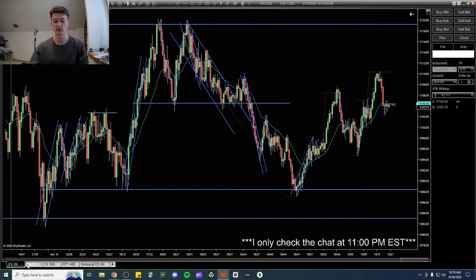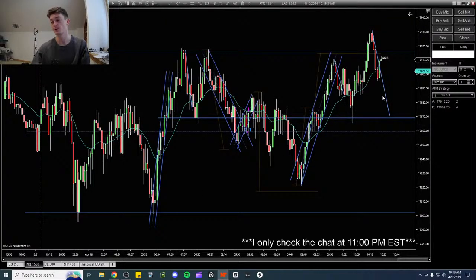And going back to the NQ, I was thinking maybe I'd be looking for some shorts, but this is finding some buying kind of too early. That's not a strong enough downtrend, so I'm not looking for any shorts as of right now.